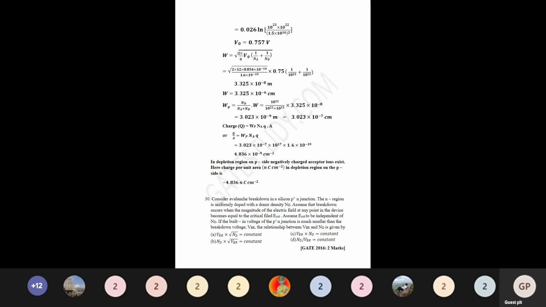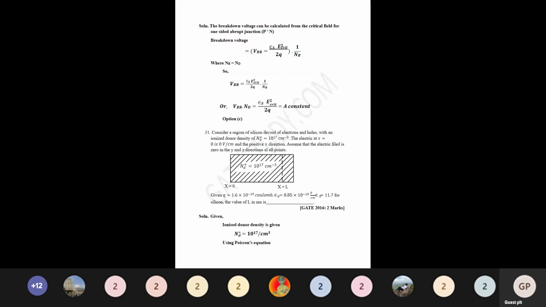The breakdown voltage can be calculated from the critical field for a one side abrupt junction. Breakdown voltage VBR is equal to epsilon S into E critical square by 2Q into 1 by NB, where NB is equal to ND. Or VBR into ND is equal to epsilon S into E critical square by 2Q, which is a constant. So option C is the right answer.